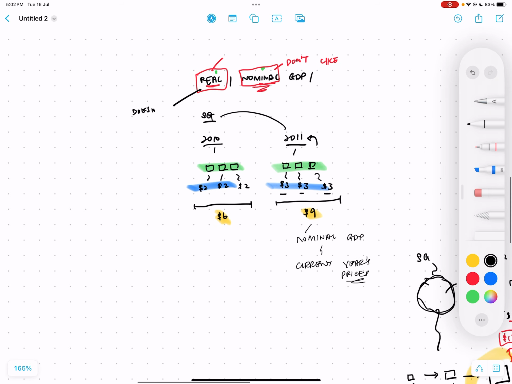So what's the definition of real GDP? So you want to define GDP first, and then you say that real GDP measures only the change in output.